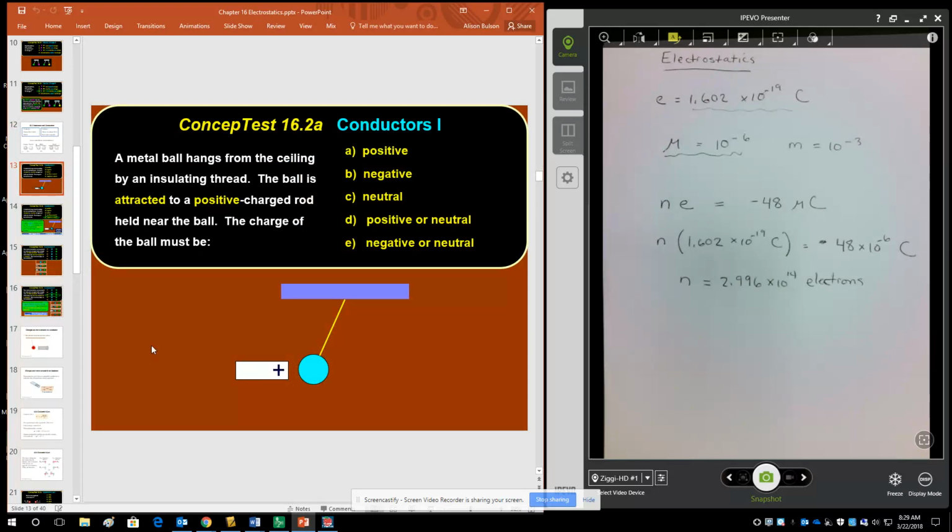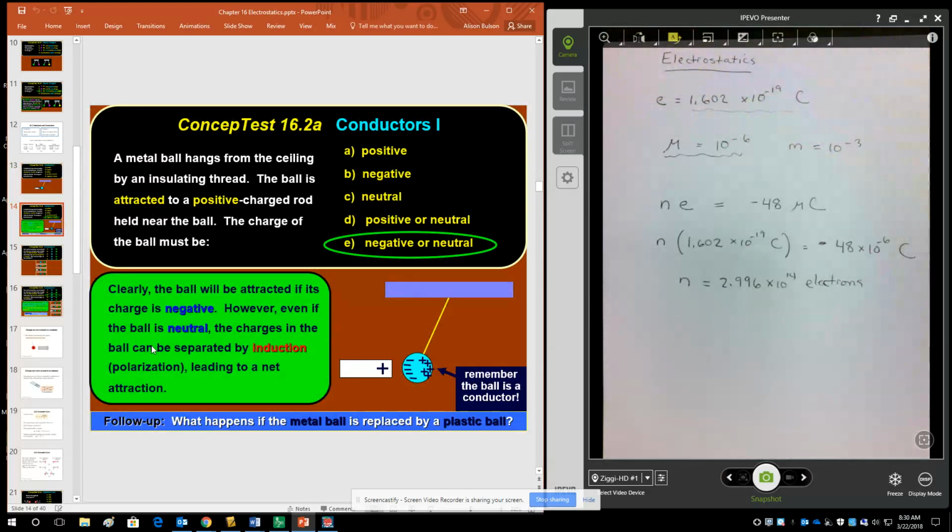So if we see a metal ball, so we're thinking metal means it's a conductor and charges can move on a metal ball. It's hanging from the ceiling by an insulating thread. And the ball is noticeably attracted, right? It moves when it's in the presence of a known positive charged rod held near the ball. What can we conclude about the charge of the ball? So we can definitely identify that the ball might be negatively charged because we know opposite charges attract.